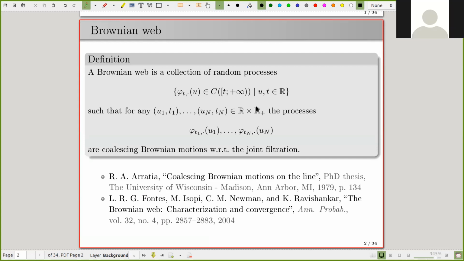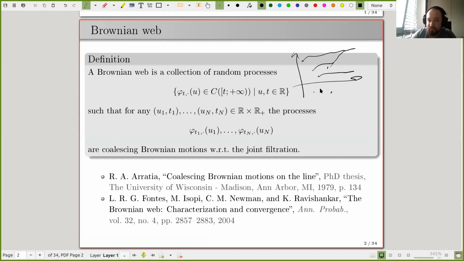We have a collection of random processes, which are Wiener processes, moving from every point of the real line at any positive time and coalescing upon meeting. First it was introduced by Arratia, and a modern formulation of the Brownian web as a random compact set in a proper space was done in the second paper cited here.